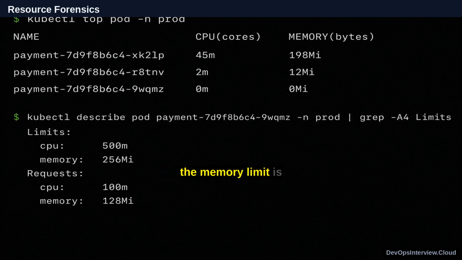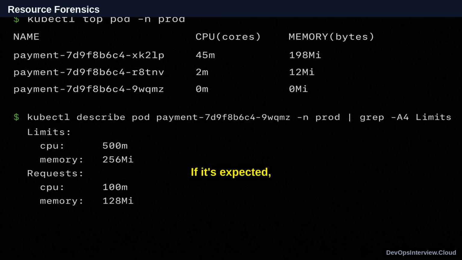In our incident, the memory limit is set to 256 Mi, but this new version of the app loads a larger in-memory cache on startup. It's hitting 260 Mi and the kernel kills it. Quick triage question. Is this a legitimate new requirement, in which case you raise the limit, or is this a memory leak introduced in the new build?